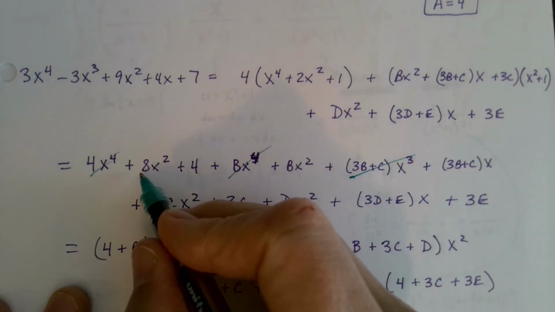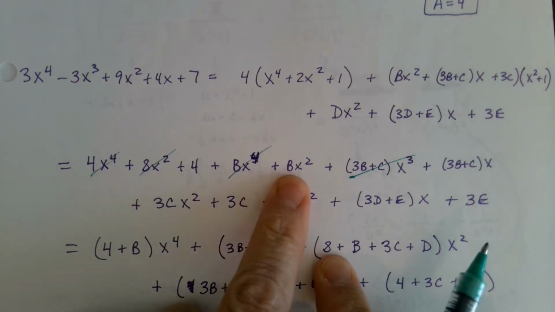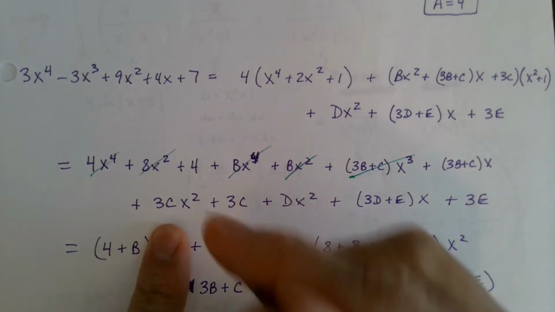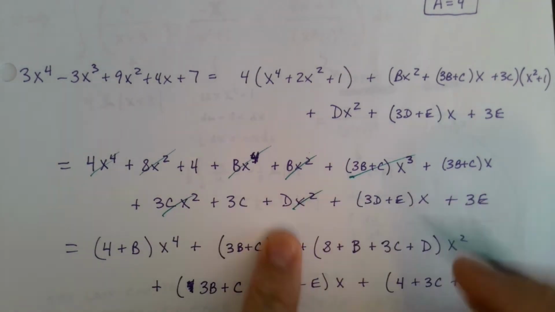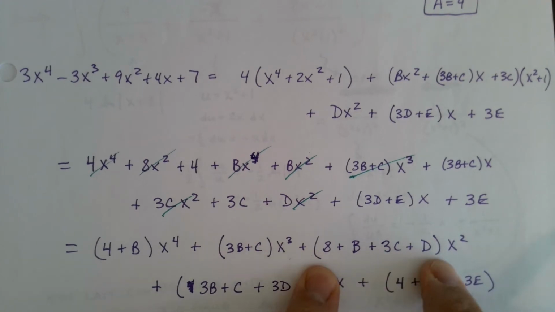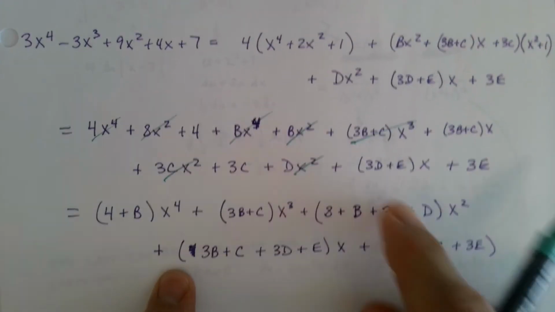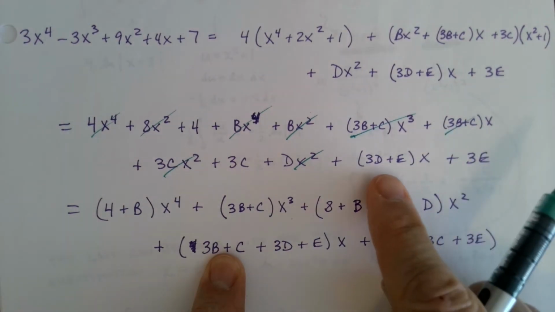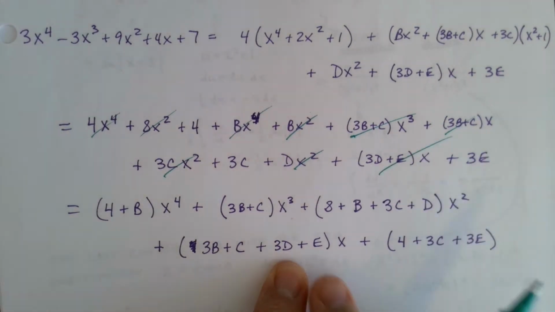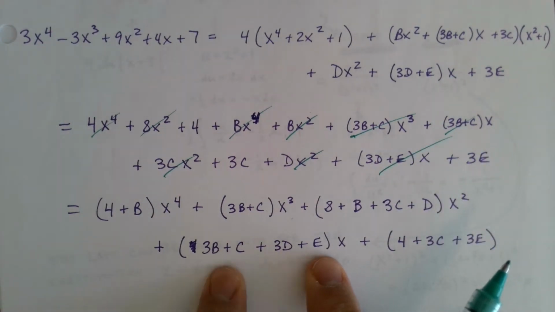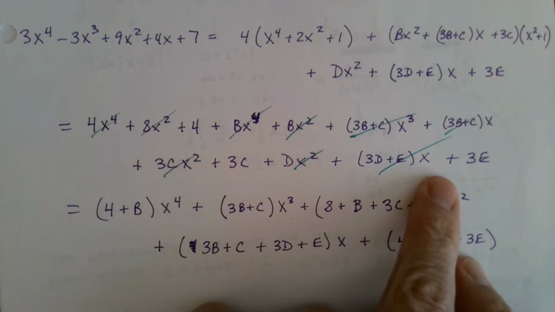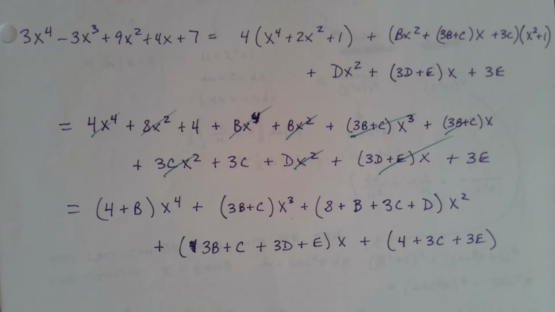And then x squared. So I've got 8x squared plus bx squared, and then plus 3cx squared, and then plus dx squared. So I've got 4 of those. I've got to add all those coefficients together. The x terms, then I've got 3b plus c, that's right here, and then 3d plus e x. And then the constant terms, what's left? 4 plus 3c plus 3e. Whew. All right.